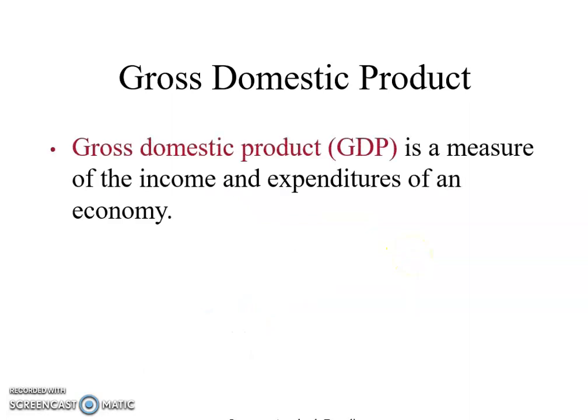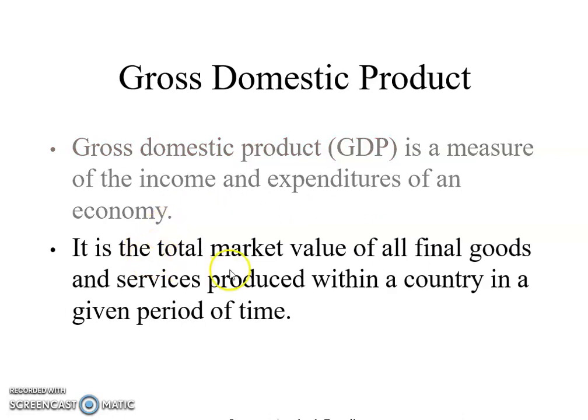Okay, now gross domestic product. We define it as a measure of the income and expenditures of an economy, right? It is the total market value of all final goods and services produced within a country in a given period of time. So I emphasize all final goods and services produced within a country, which means that this product is at its final stage, at the final form of the product, right?